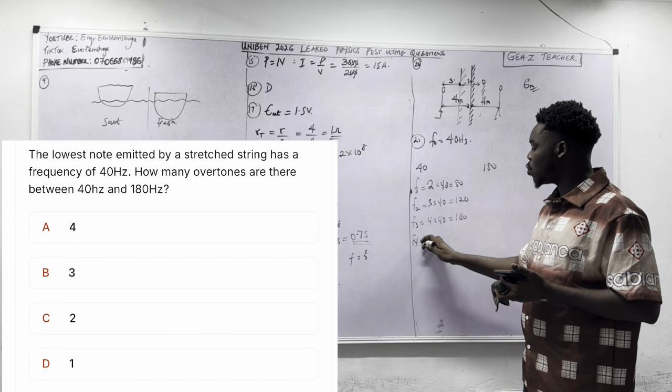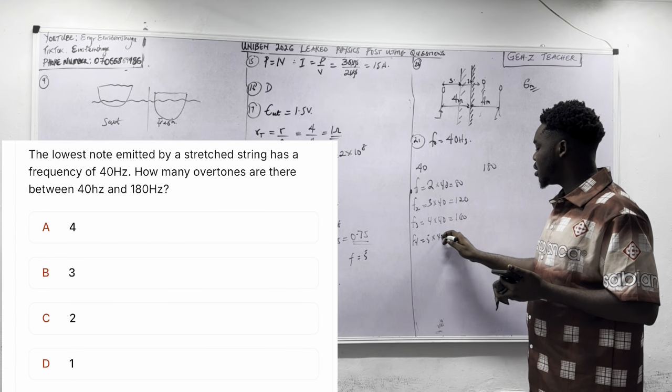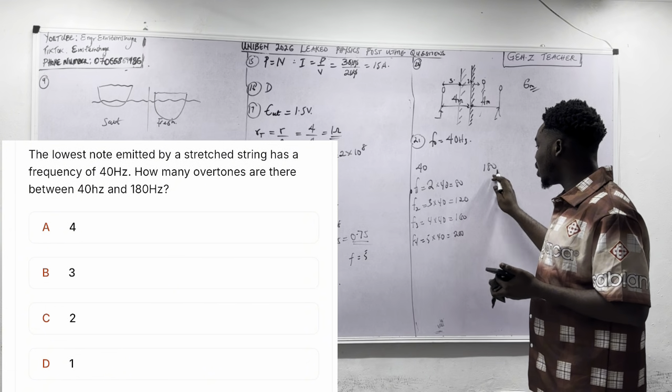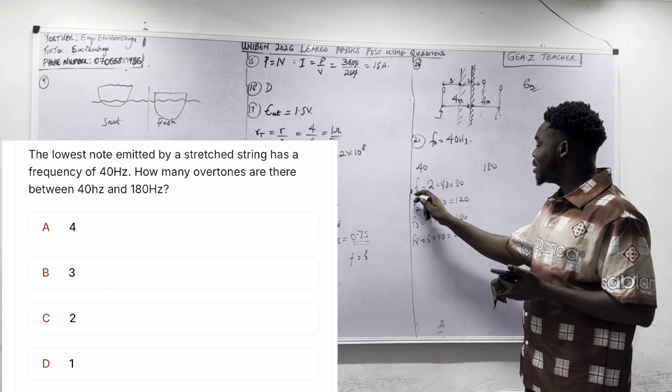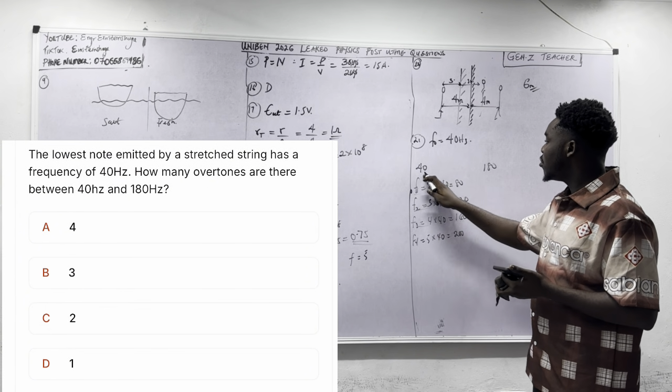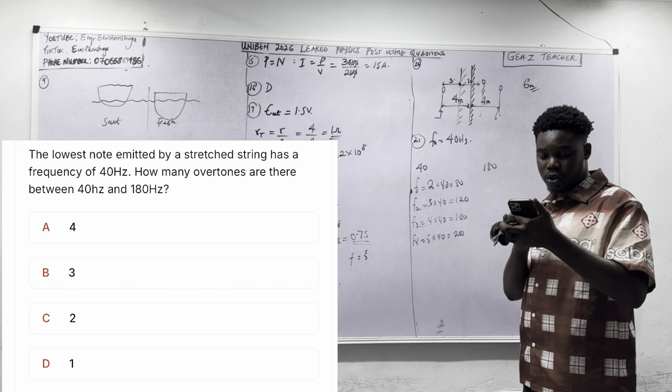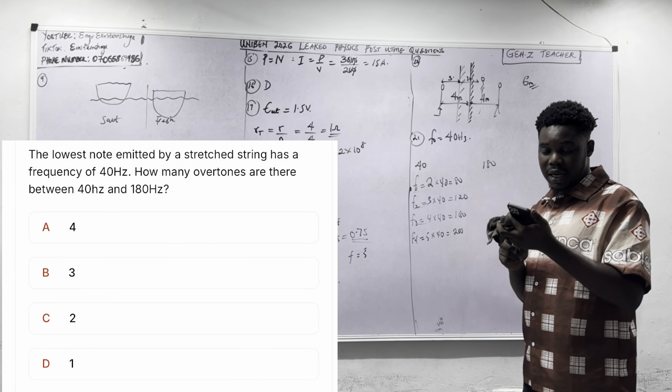If you try the fourth overtone, that should be 5 times this, and that should give you 200, which is way above what they gave you. So we have only 3 overtones between 40 to 180. That's option B as the answer.